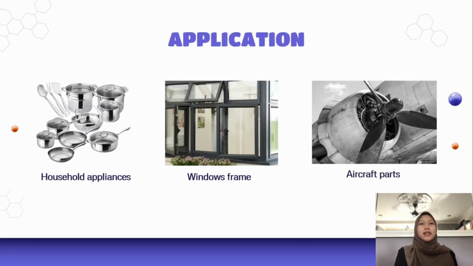Aluminium is utilized in a wide range of products, including household appliance, window frame, and aircraft parts. That's all for the details of the stainless steel and aluminium.